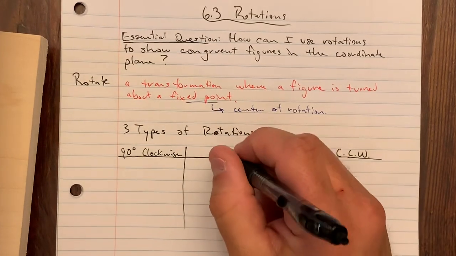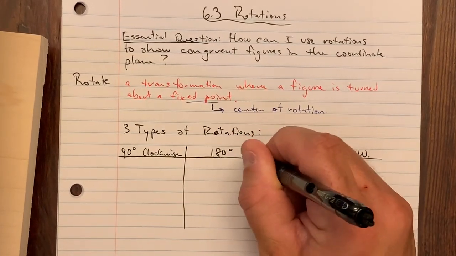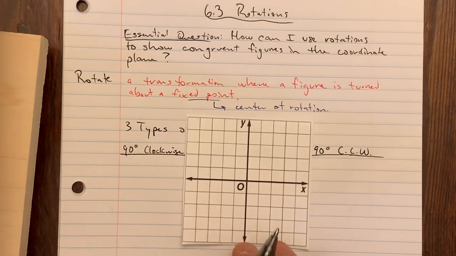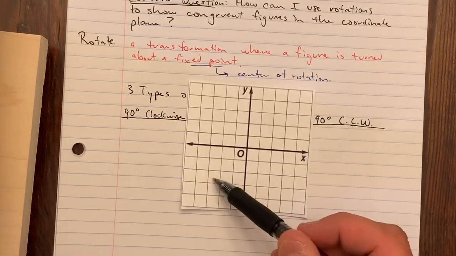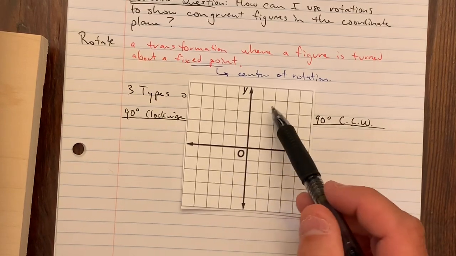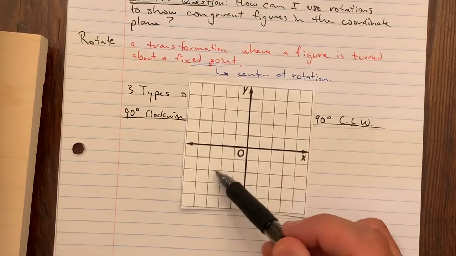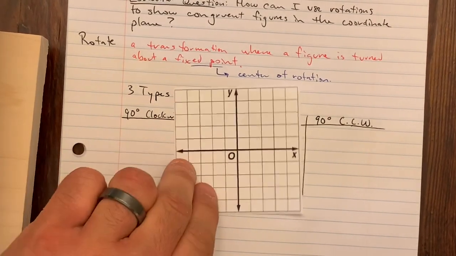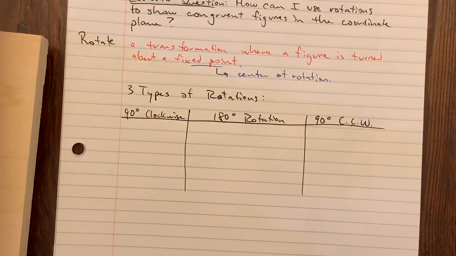And then we have a 180-degree rotation. That one doesn't matter if you're going clockwise or counterclockwise, you're getting the same result. If I start here, I'm going over here. I could go from here to here or that way. It doesn't really matter. I'm going to get to the same points. But there are specific rules for us to follow to do these three types of rotations.